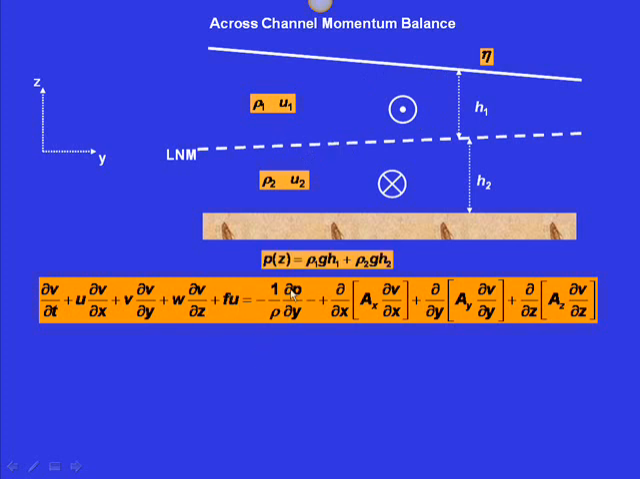So again, we can simplify that momentum balance by assuming that the pressure is given by the hydrostatic pressure of the upper layer plus the hydrostatic pressure of the lower layer, where ρ1 is the density of the upper layer and h1 is the thickness of the upper layer. And then ρ2 is the density of the lower layer and h2 is the thickness of the lower layer. So this is the total pressure throughout the water column.